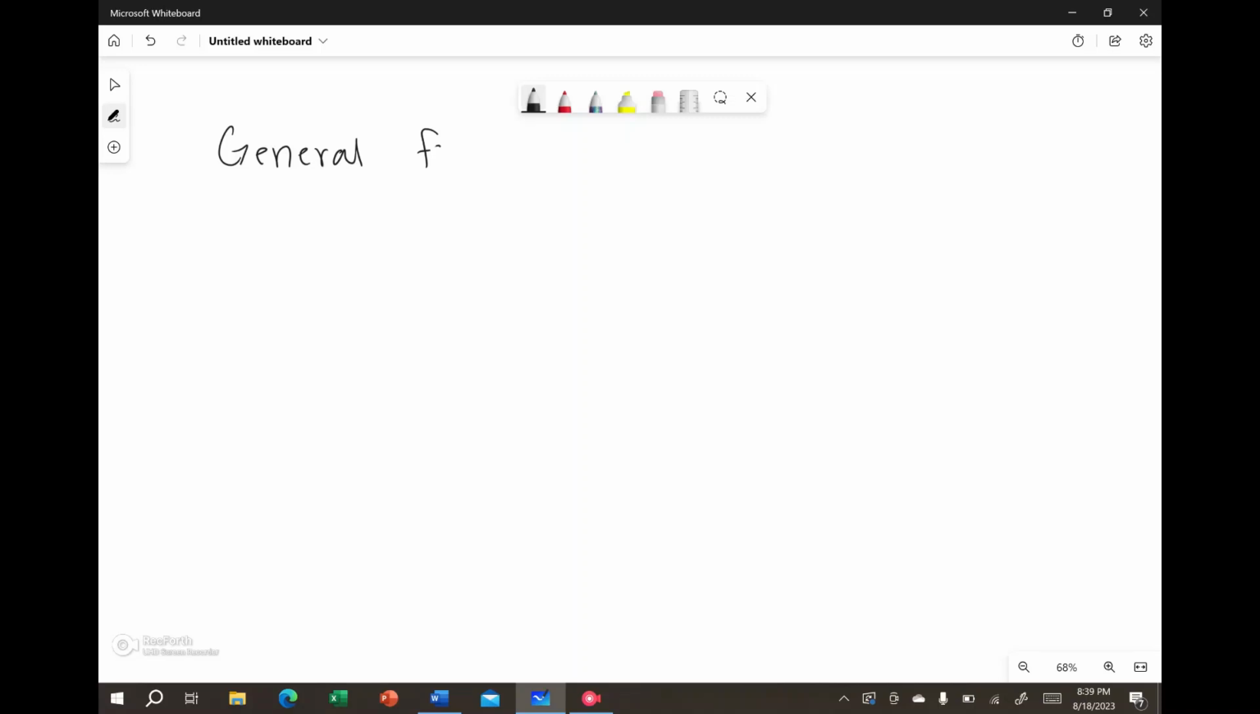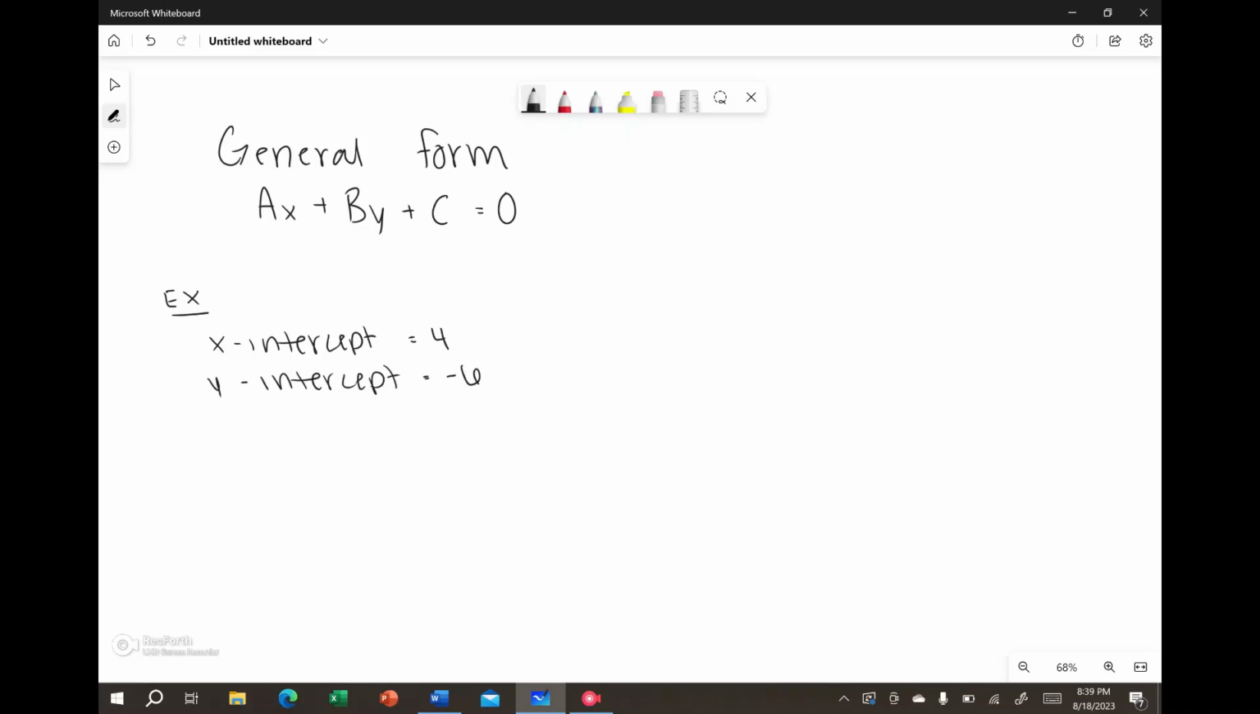Now let's get into general form of the equation of a line. And this is ax plus by plus c equals 0. Again, let's work on an example, because I think having an example is the best way to understand how this works. We're going to be given only two pieces of information, the x-intercept and y-intercept. The x-intercept being 4 and the y-intercept being -6. For starters, let's rearrange it into standard form, and then we're going to rearrange that into the general form by simply getting everything on one side and having that equal to 0.